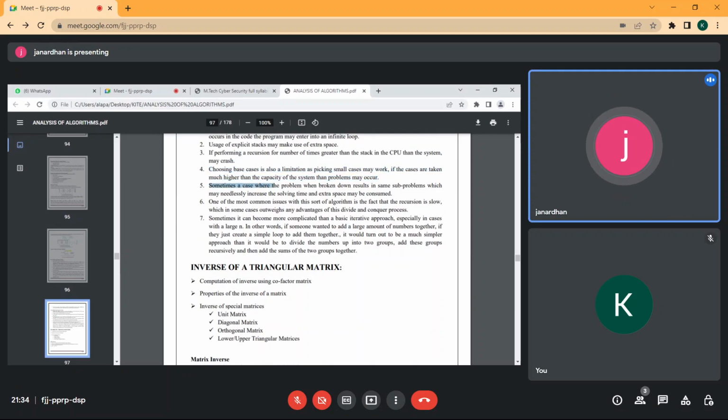Sometimes a case where the problem when broken down results in the same subproblems, which may needlessly increase the solving time and extra space may be consumed. Next, one of the most common issues with this sort of algorithm is the fact that the recursion is slow, which in some cases outweighs any advantage of this divide and conquer process.